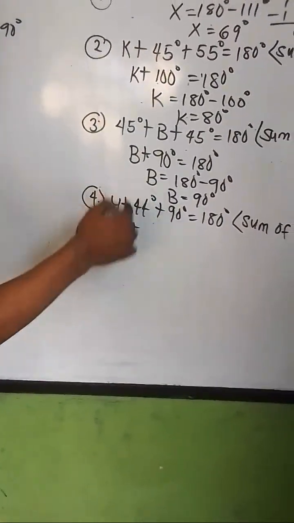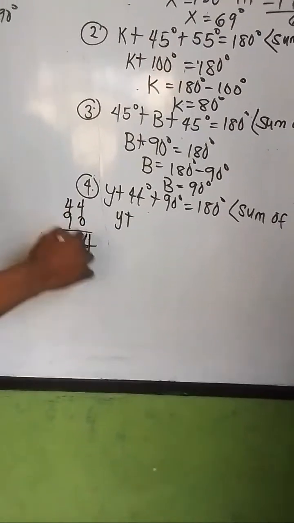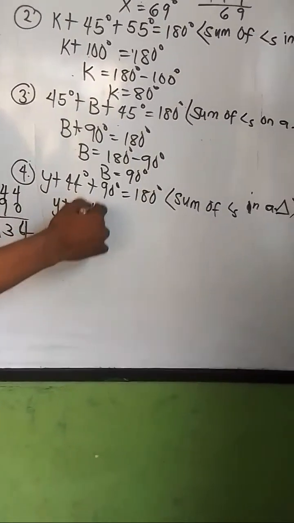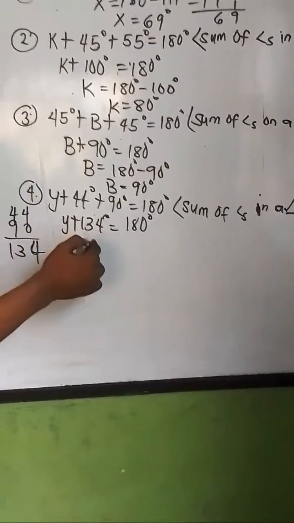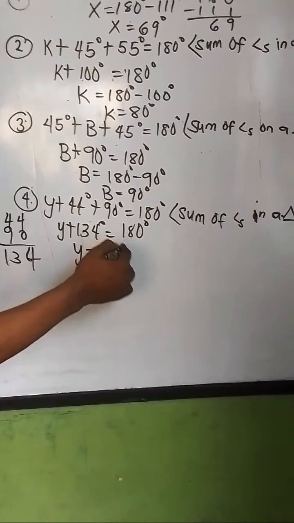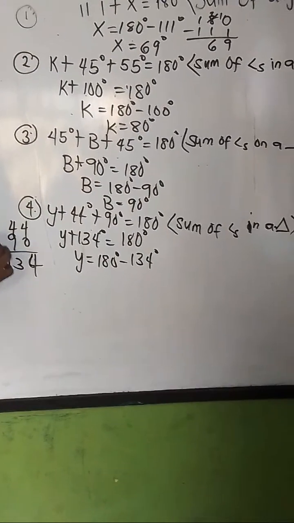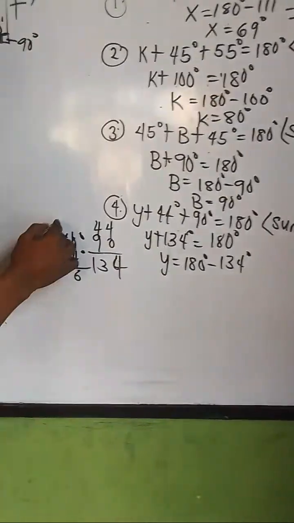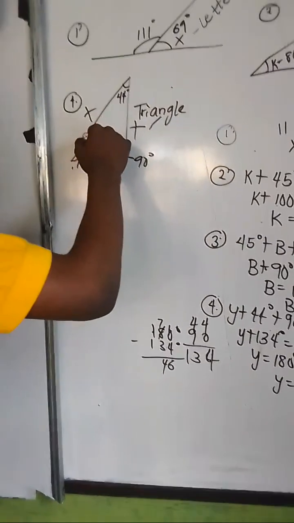So from here we have y plus 44 degrees plus 90 degrees. 44 plus 90 gives us 134. 134 degrees plus y equals 180 degrees. We collect like terms. y equals 180 degrees minus 134 degrees. So 180 degrees minus 134 degrees gives us 46 degrees. Then y equals 46 degrees. The answer for this letter here is 46 degrees.